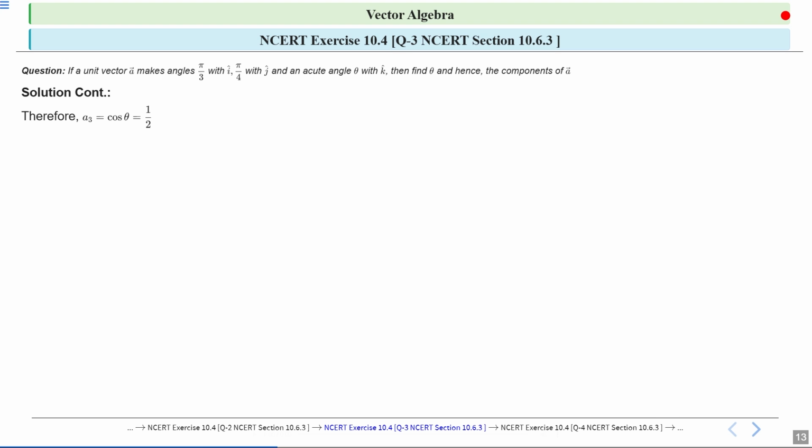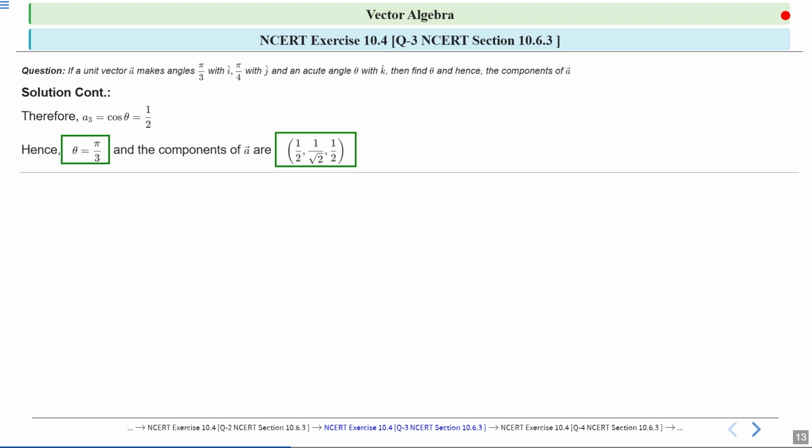Therefore, A3 will be equal to cos theta, which is equal to 1 by 2. Hence, theta is equal to pi by 3 and the components of A vector are basically 1 by 2, 1 by root 2 and 1 by 2, okay? So these components correspond to the cosines of the angles with I cap, J cap and K cap respectively, okay?